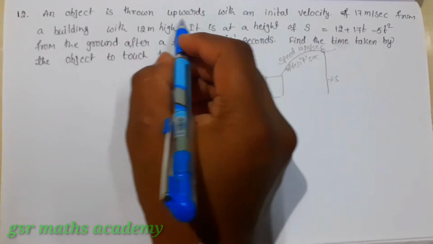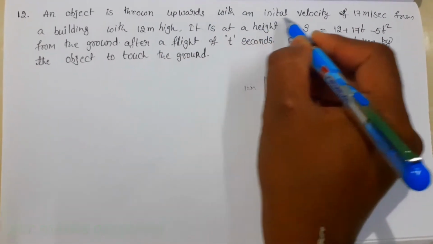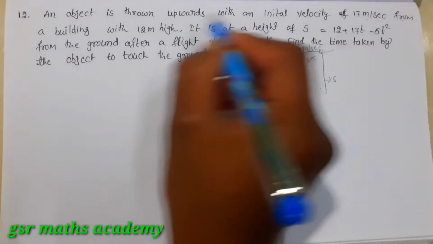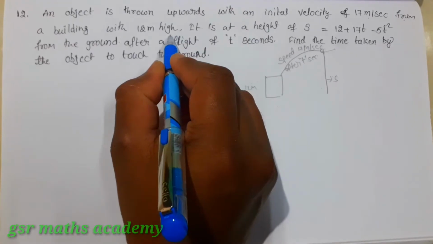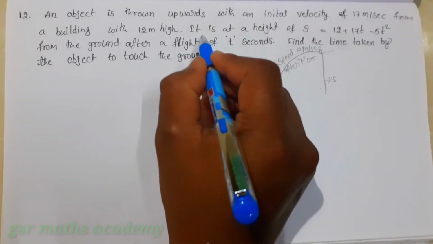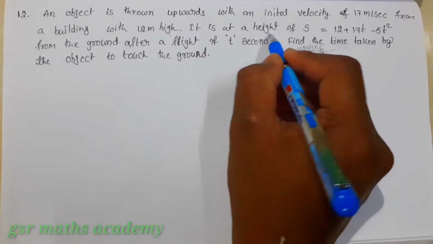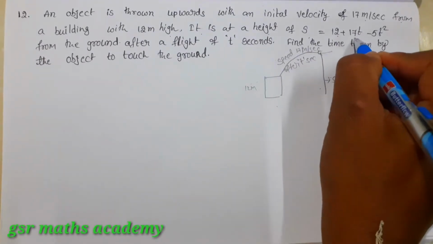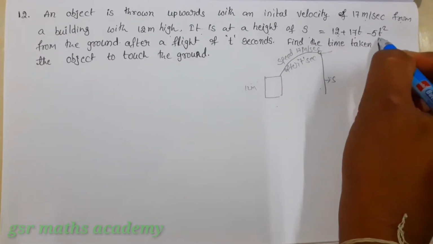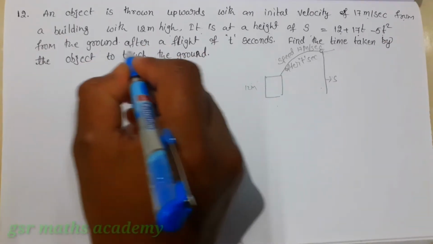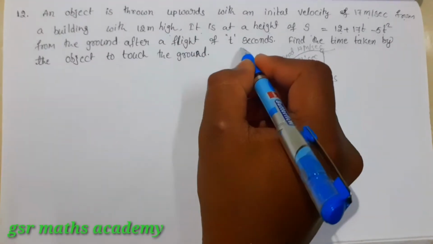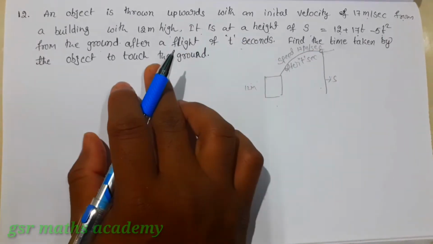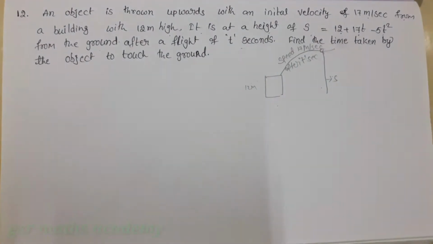An object is thrown upward with an initial velocity of 17 meters per second from a building with a height of 12 meters. It is at a height of s is equal to 12 plus 17t minus 5t square from the ground after the flight of t seconds. Then find the time taken for the object to touch the ground.